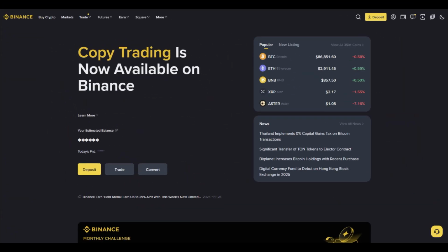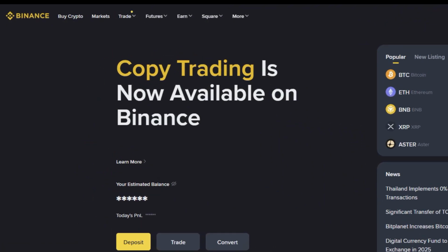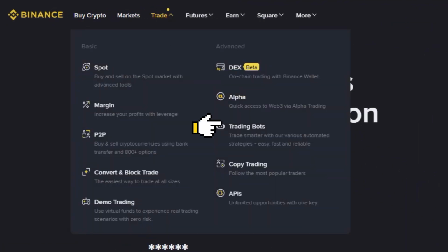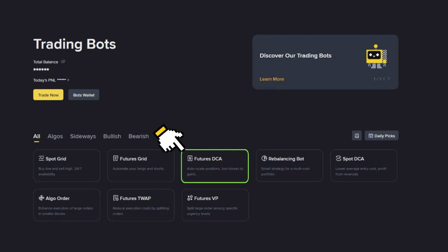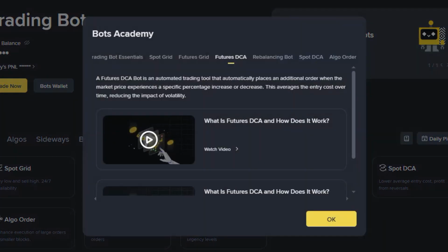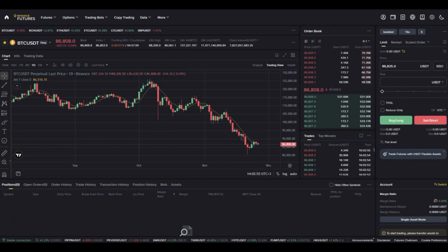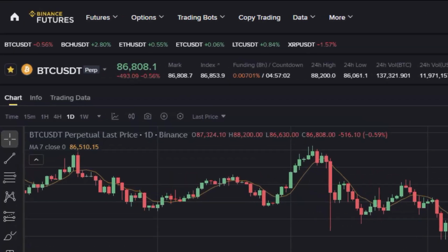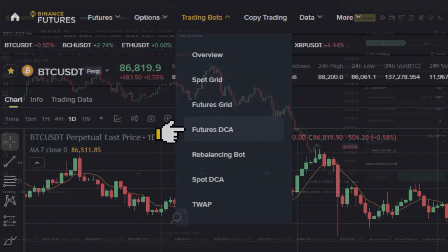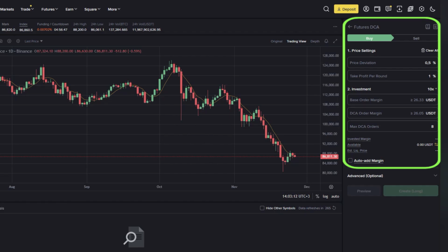Now let's see how to set up a futures DCA bot. First, you'll need to go to the trading bot section and choose the futures DCA. Here you can also find the links to Binance's guides on how to use it. Alternatively, trading bots can be accessed directly from the futures trading terminal. Now let's go over the main settings.